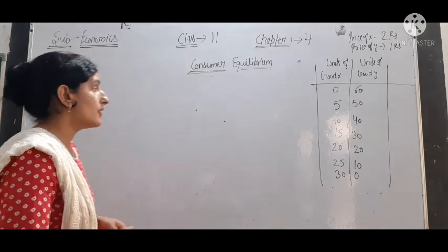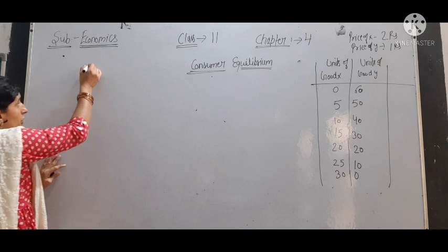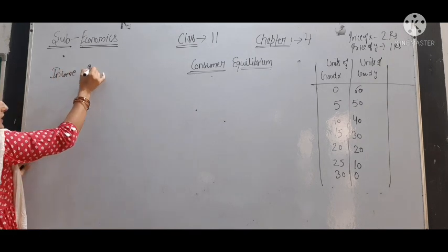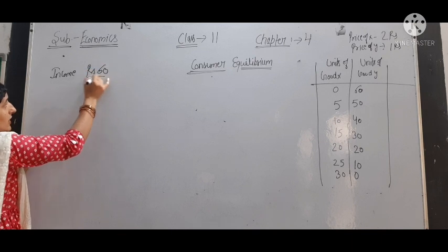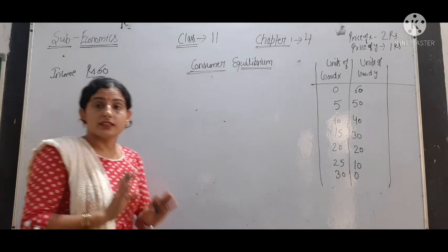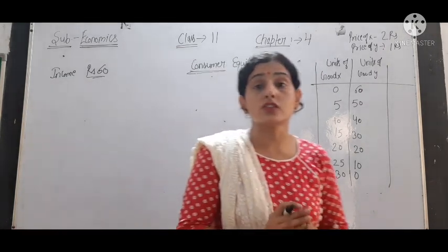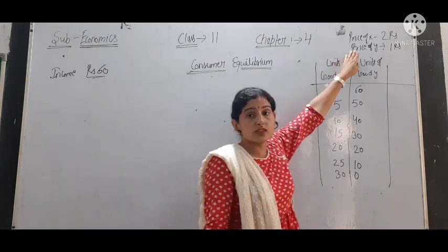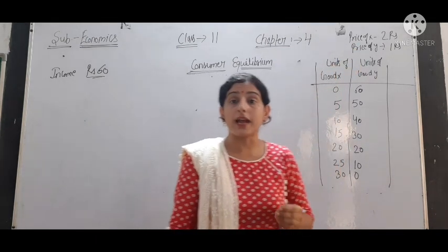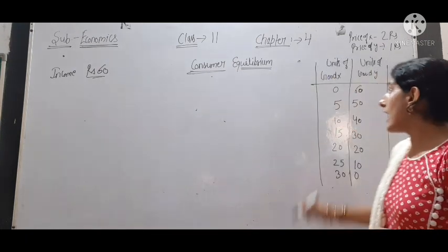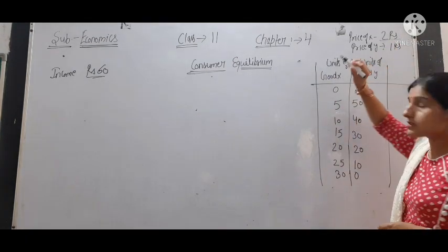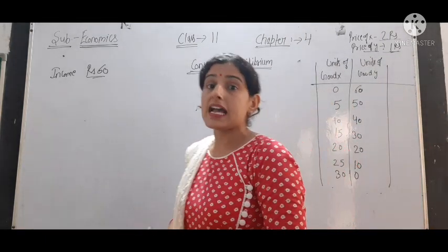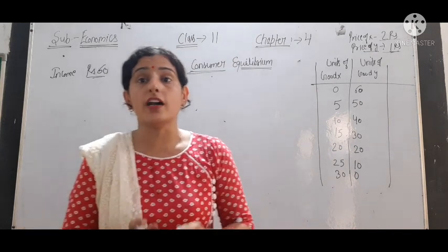So our assumption is mainly that the income of the consumer is given. Just for example, suppose the income of the consumer is 60 rupees. Also the prices of the goods are given. Price of good X is 2 rupees per unit. Price of good Y is 1 rupee per unit. Means price and income of the consumer are given.